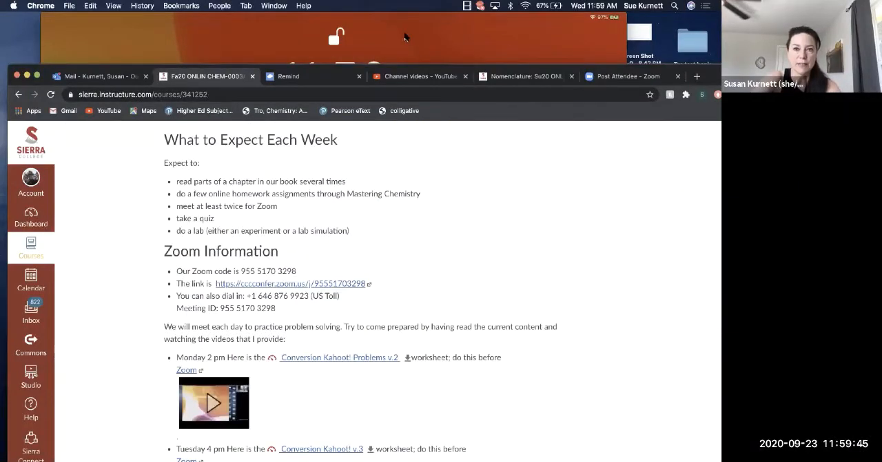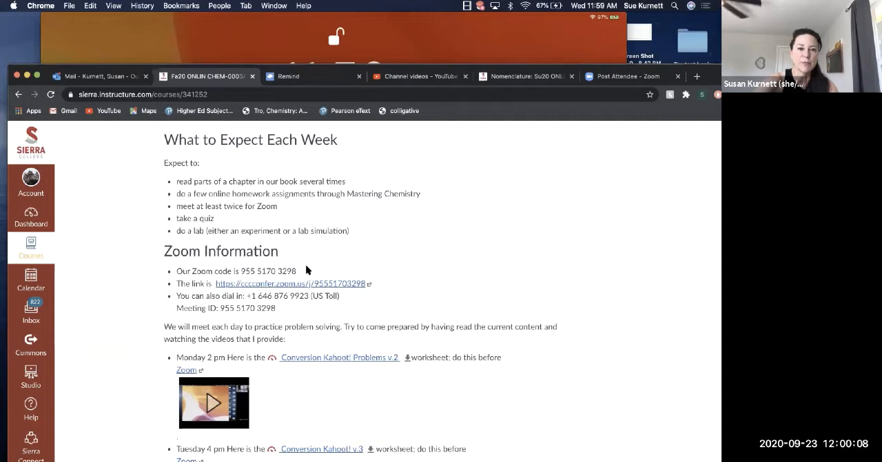Couple public service announcements. One is Zoom has decided that we need to have passwords. And so starting on the 27th, we're going to have to, I'll probably do it before then, but just watch out because there's going to be a new Zoom link and there'll be a password and it'll be something easy like chemistry, and that'll be stated on the homepage.